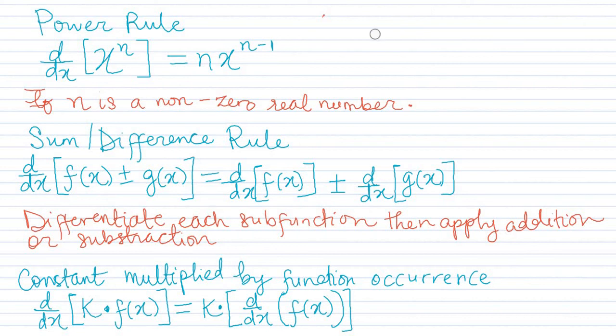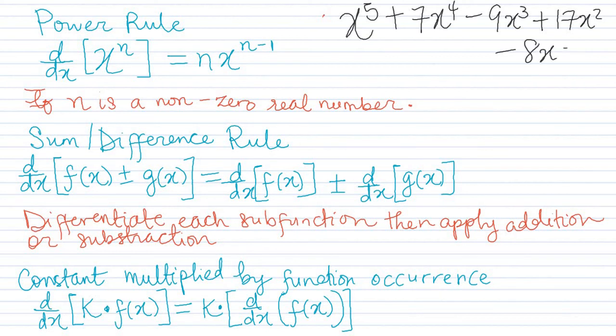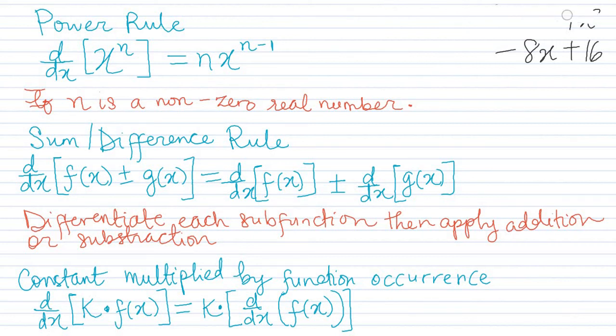If you're given a question with a polynomial, like say x to the 5th plus 7x to the 4th minus 9x cubed plus 17x squared minus 8x plus 16, right? You're also going to apply the sum/difference rule. The reason why we're just using f of x and g of x is just to be able to explain the expression in the simplest of terms, but the same application of the sum and difference rule can be used whenever the sub-functions are more than 2. So that's just one thing I wanted to mention.